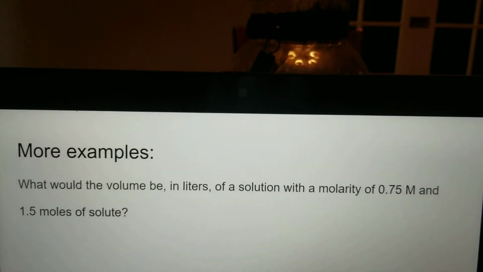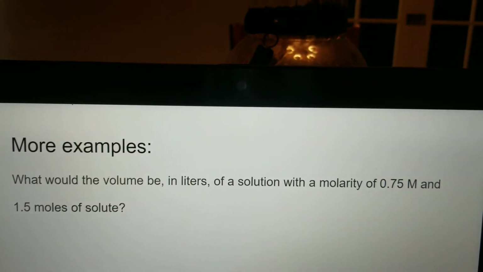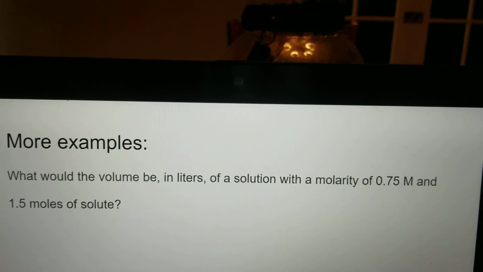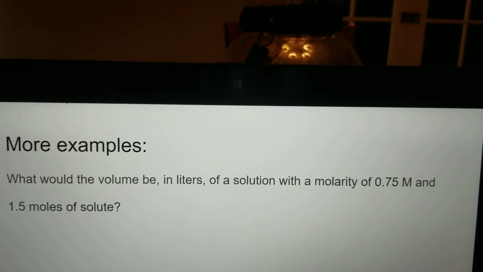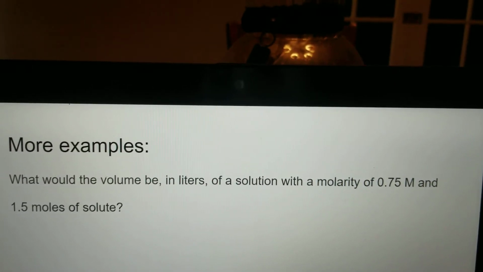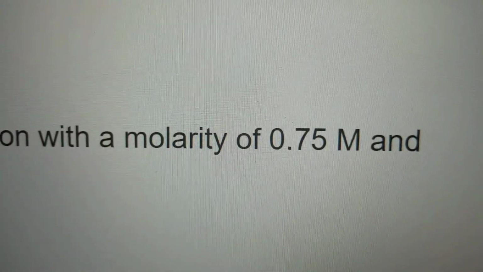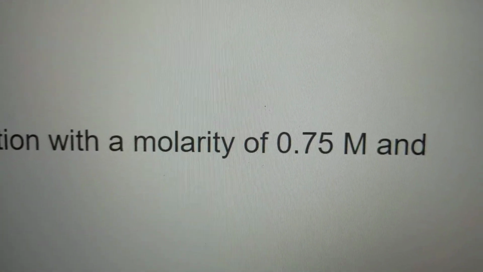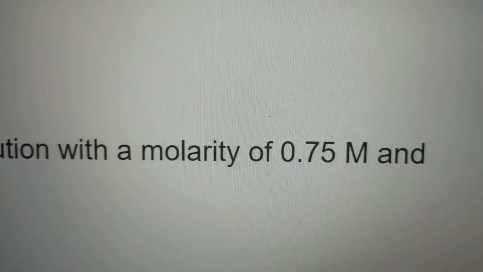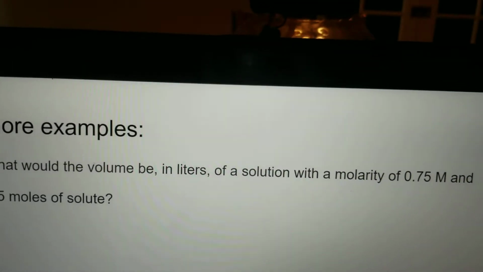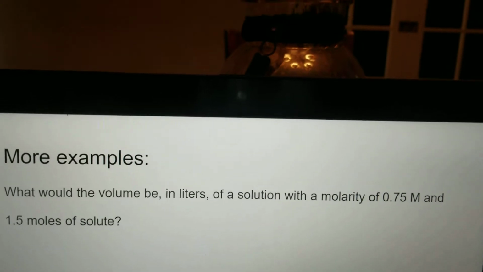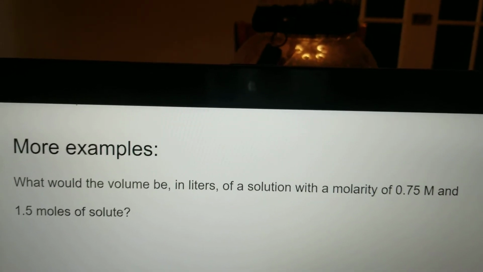So we're going to do this example next. It says, what would the volume be in liters of a solution with a molarity of 0.5 molar? Now you see that capital M. You have to know that that capital M stands for moles over liter. I'll explain that when I do the example on paper. And then it gives you the moles, 1.5 moles of solute. So let's do that example next.